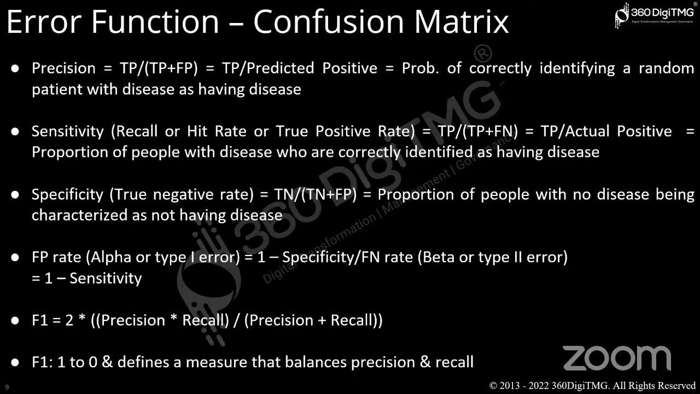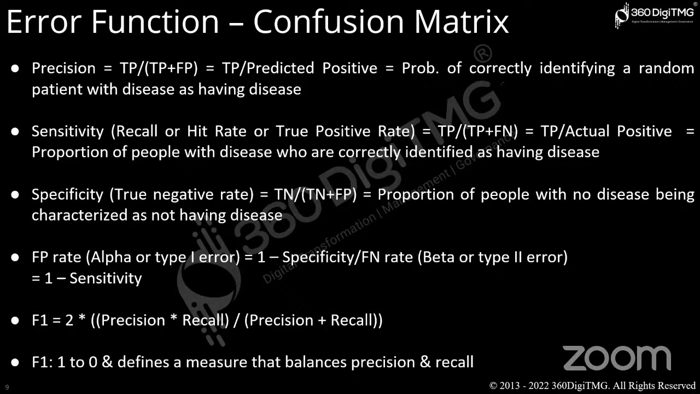As seen in the previous example, it gives the proportion of the people with disease who are correctly identified as having disease. Then there is specificity, the true negative rate. The formula is true negative divided by true negative plus false positive. That is the proportion of the people with no disease being characterized as not having disease. False positive rate, also called alpha or type 1 error, which I was telling you previously, equals 1 minus specificity. And the false negative rate, we know, is called your type 2 error.